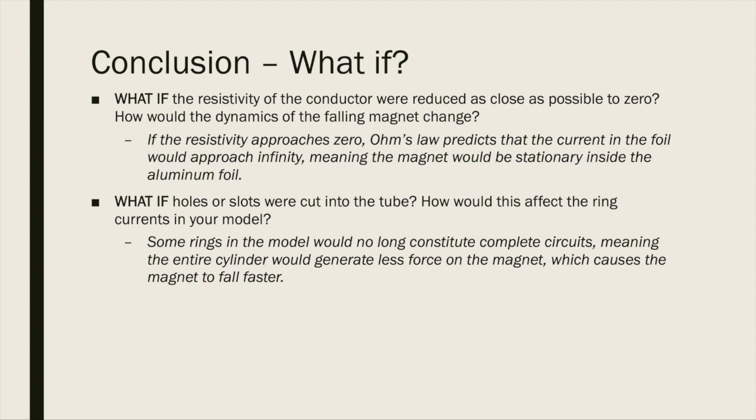To conclude the report, I would like to discuss two what-if questions. First, if the resistivity of the conductor were reduced as close as possible to zero, Ohm's law predicts that the current in the foil will approach infinity, meaning the magnet would be stationary inside the aluminum foil. If holes and slots were cut into the tube, some rings in the model would no longer constitute complete circuits, meaning the entire cylinder would generate less force on the magnet, which causes the magnet to fall faster.